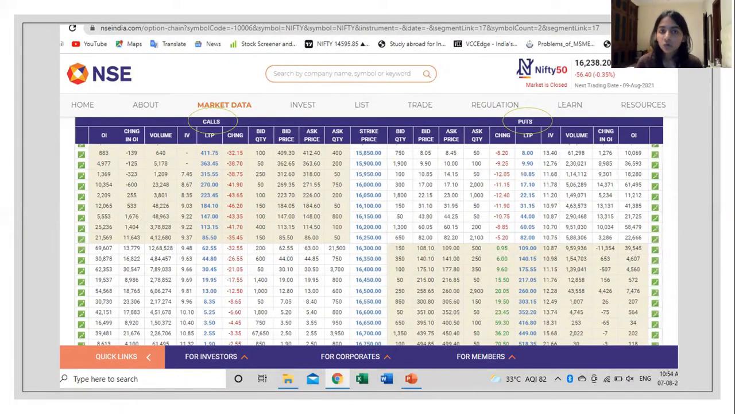So I took this chart from the NSE website. This is called the option chain. Basically, these are the different strike prices at which Nifty is available. And this is the spot price which is given, which is 16,240. The one which is highlighted in pink are the ITM options on the call side. And on the right side, we have the put options. And the one which is highlighted in pink is the in the money options for the put side.